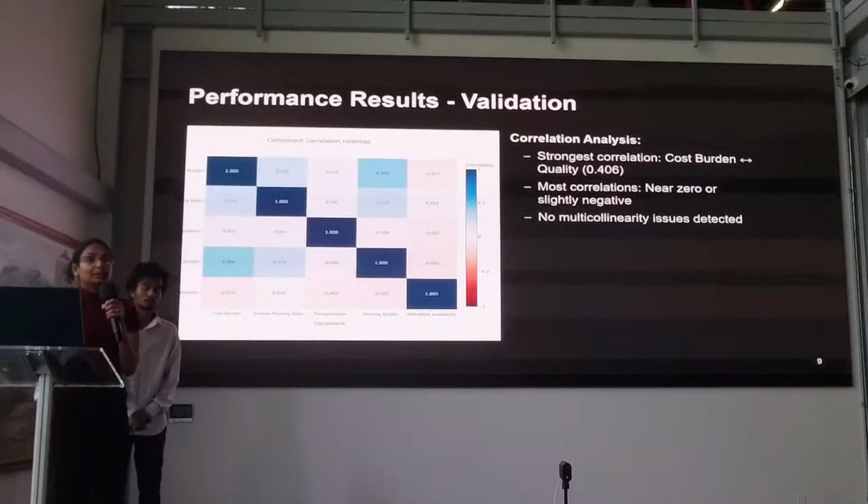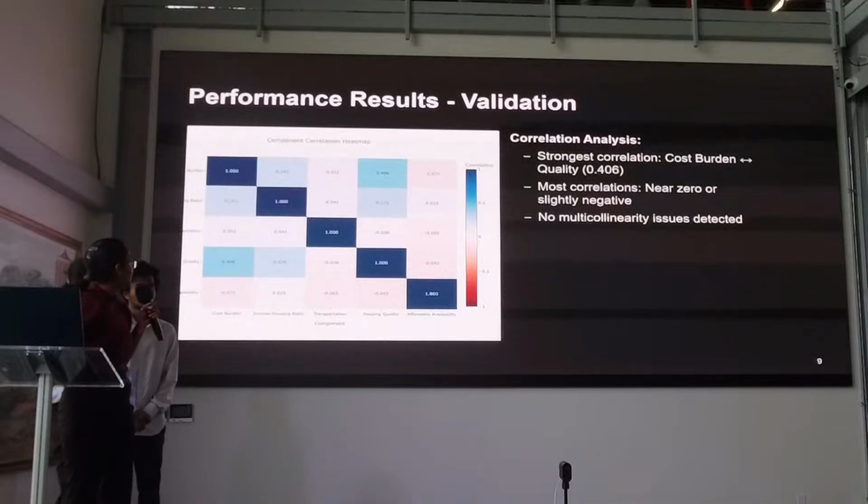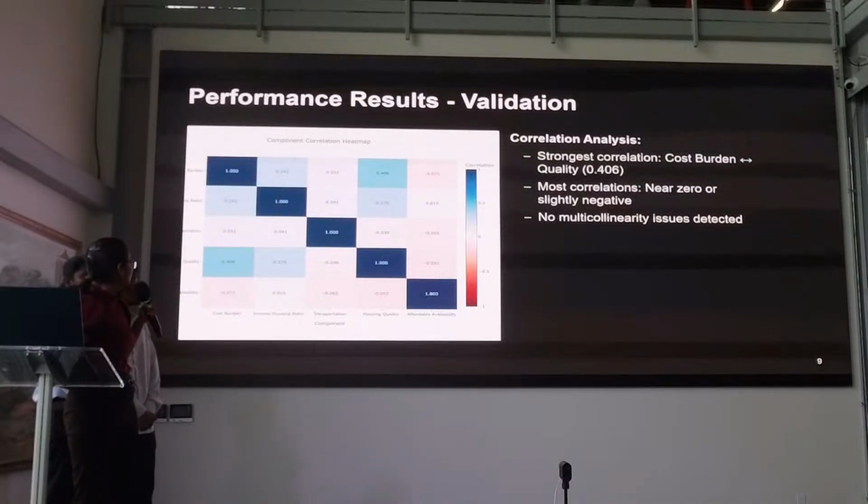So okay, from the data sets, we came up with these 5 groups, like cost burden, income, house.